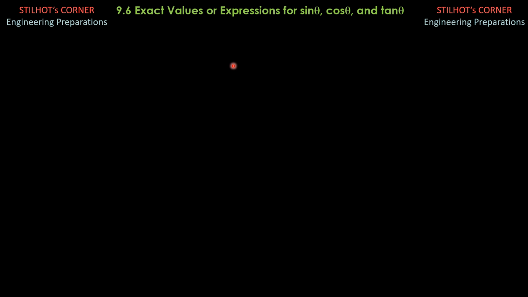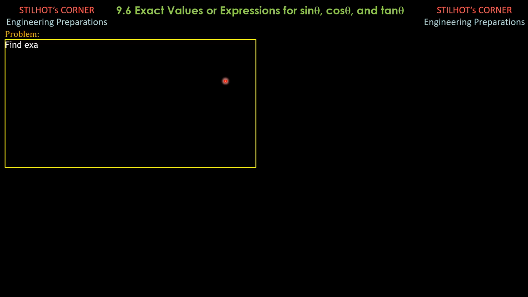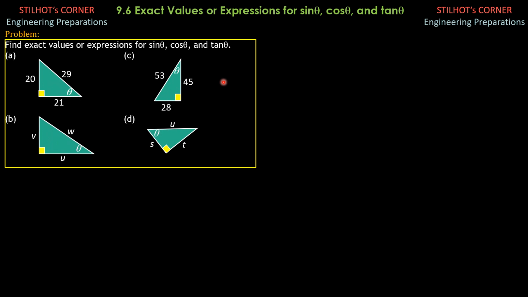So this is about exact values or expressions for sine, cosine, and tangent of an angle. So here is the problem. Find the exact values or expressions for sine theta, cosine theta, and tangent theta. And here are the four triangles.